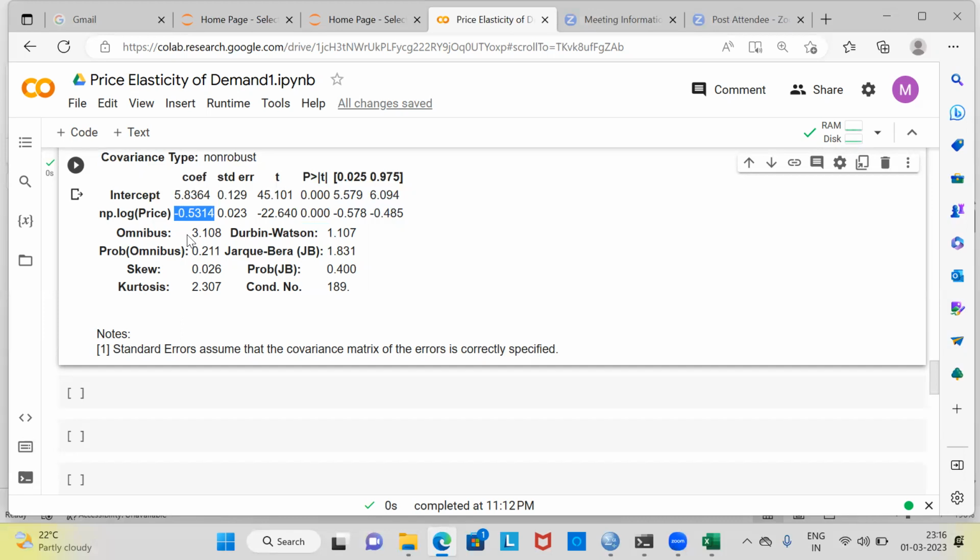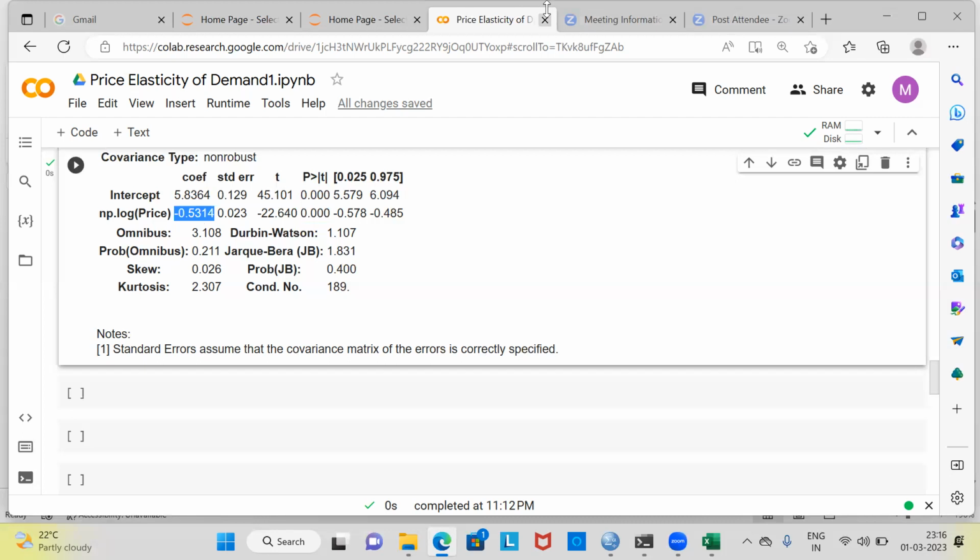We have run a model here. The name of the model is the log-log linear model to estimate the price elasticity of demand. The coefficient from the log-log model shows the price elasticity of demand between two factors. So this value of minus 0.53 shows the PED, or price elasticity of demand, between the two factors.